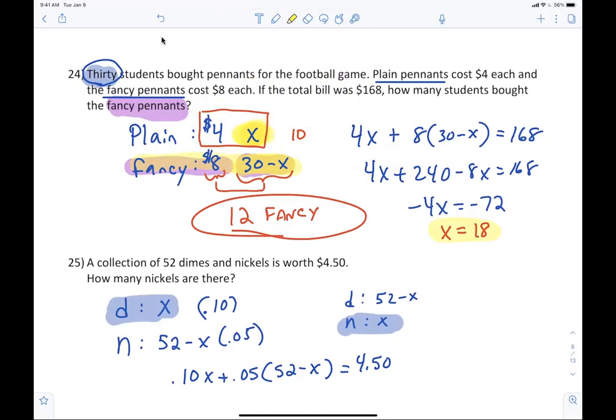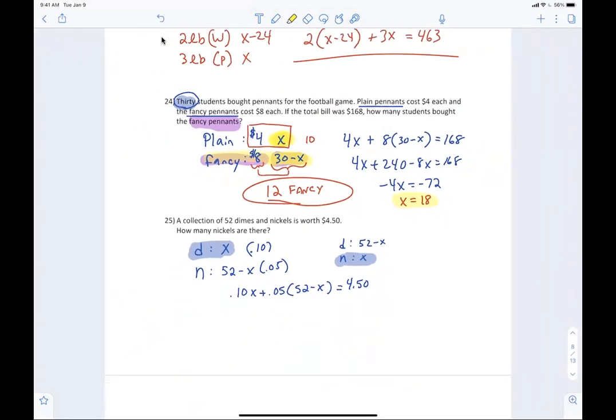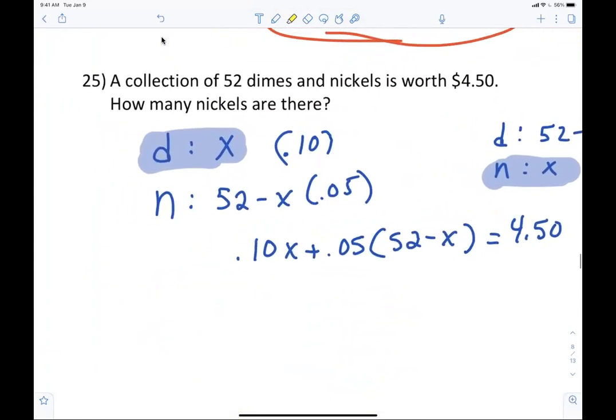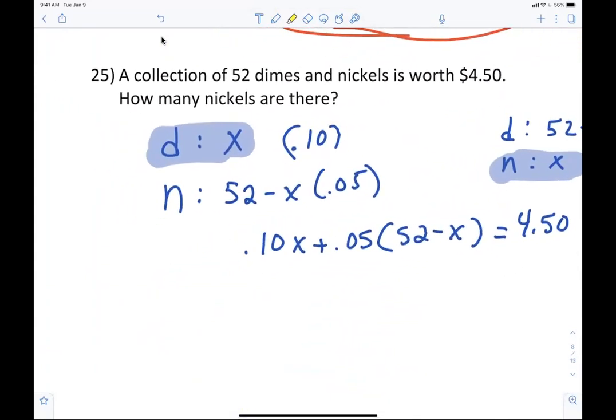All right, somebody else. Luca. 25. Of course, super important problem. Definitely a coin problem on the test tomorrow. 100% sure. This time we're talking about dimes and nickels. How many total coins are there?